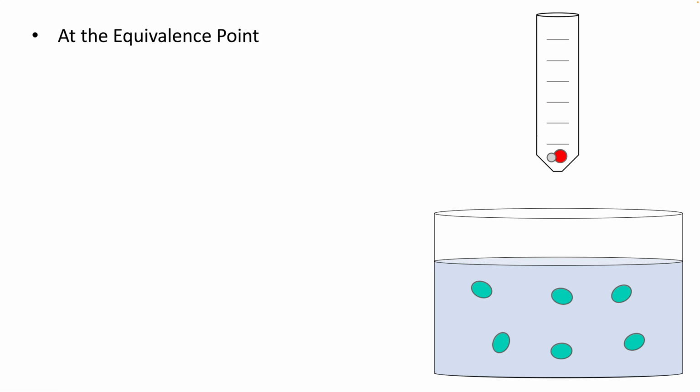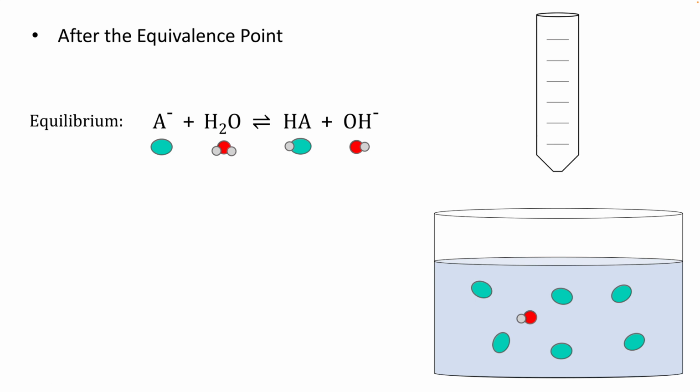Okay, now what happens if we keep going at the equivalence point and we add more hydroxide? Well, there's nothing for it to react with, so we simply build up hydroxide in solution. We're now after the equivalence point, but we still have the equilibrium where A- is in equilibrium with H2O, a little bit of OH- is produced, but we actually have some OH- that just was added to the solution by the titration past the equivalence point.